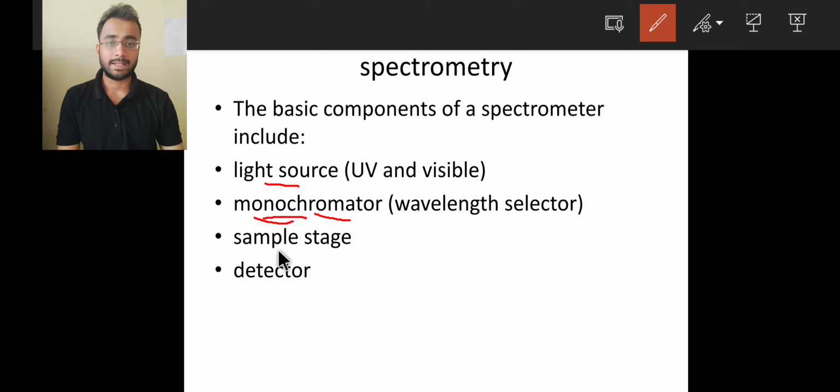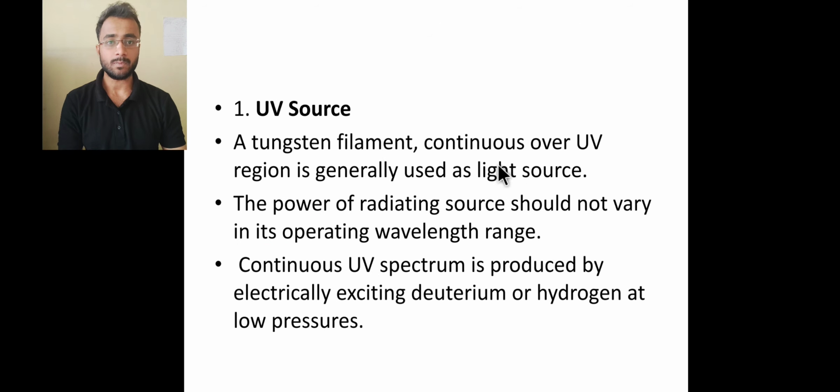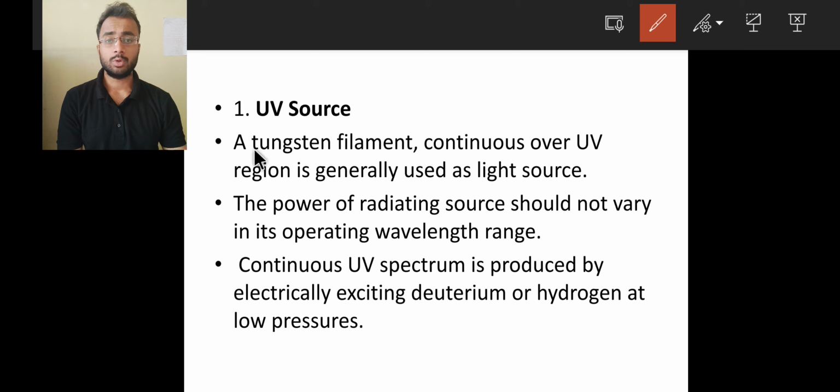Next one, sample stage, where we will keep our sample with our standard or reference. And the last one is detector, which will detect the emitted wavelength and give us our result. All right, so these are the basic instruments for any spectrometry. So the very first one is the UV source. Majorly we use tungsten filament.